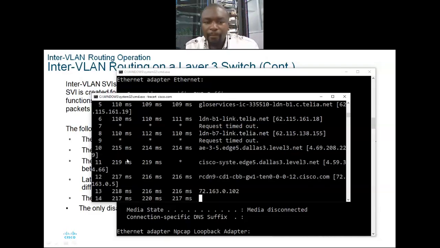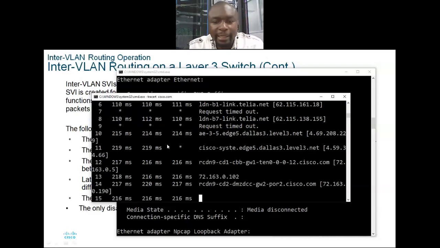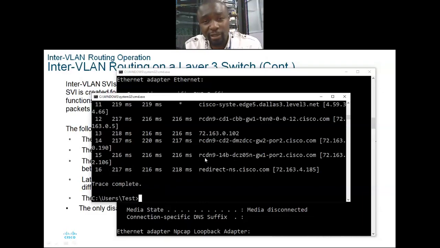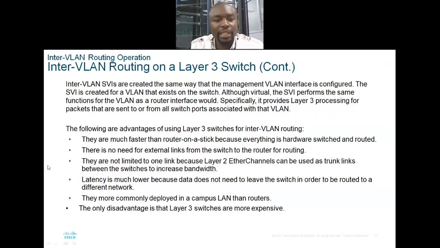And that is why it's highly recommended that you run inter-VLAN, layer 3 switching, layer 3 switching inter-VLAN routing. All right, so you see it's taking me like 16 hops to get to cisco.com. Wow, that's a long distance compared to, let's say, Google or something like that. So the point we are making here is that there is no need for external links from the switch to the router for routing.